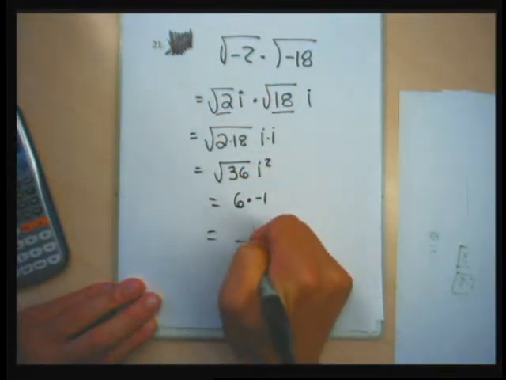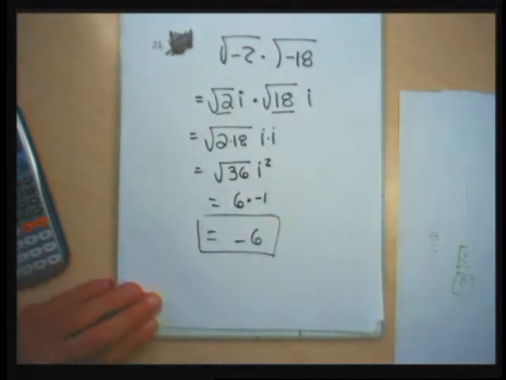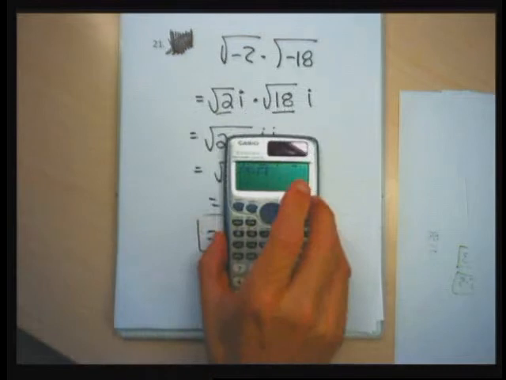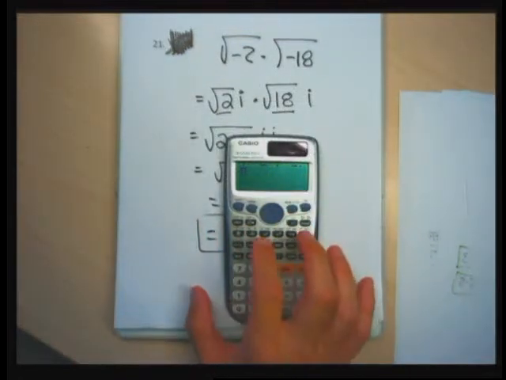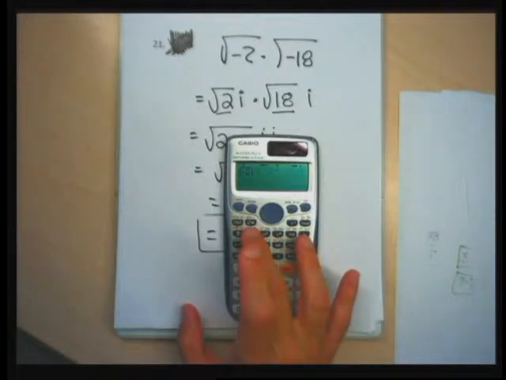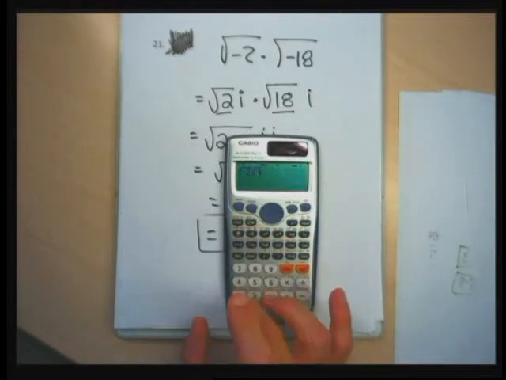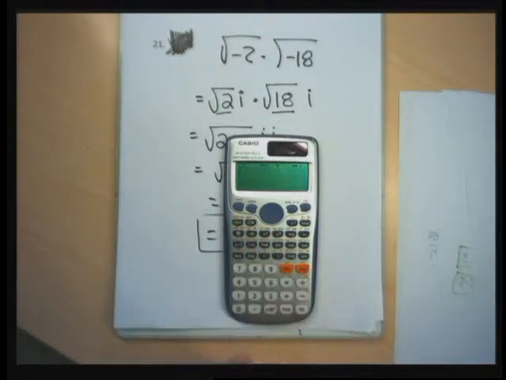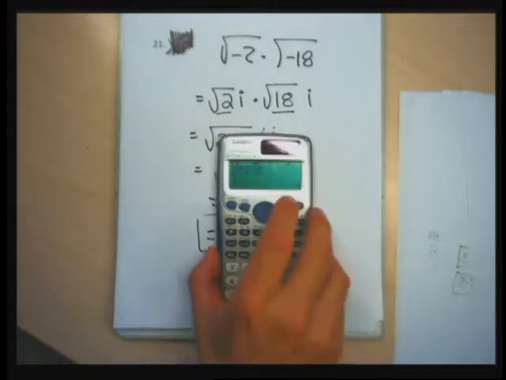Just made another problem that had an answer of negative 6, which is fine. So let me double check this, pull out my calculator, and do square root of negative 2 times square root of negative 18. And it tells me it's negative 6, so I did perfectly well on my new problem 21.